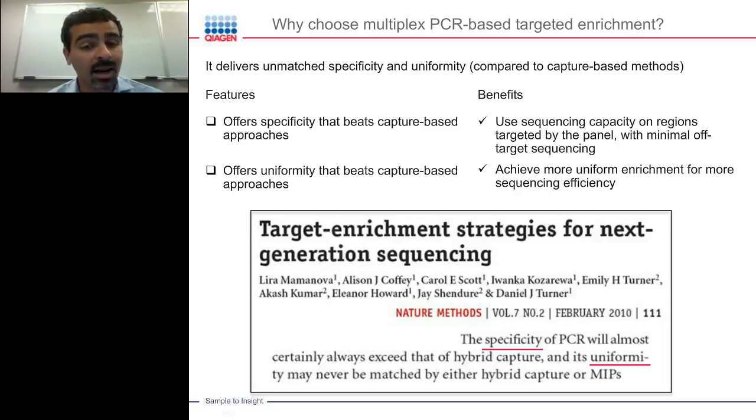This was nicely highlighted in a Nature Methods paper that was published back in 2010 that actually compared the different targeted enrichment approaches from multiplex PCR to hybrid capture or MIPS. If you're interested, I highly recommend going through this paper. It has done an excellent job of comparing the different methods. But really, one of the conclusions that came out of this paper is that the specificity and uniformity of PCR for targeted enrichment cannot be matched by any other approach, and that is the reason why we decided to go with a multiplex PCR-based targeted enrichment approach for our panels.